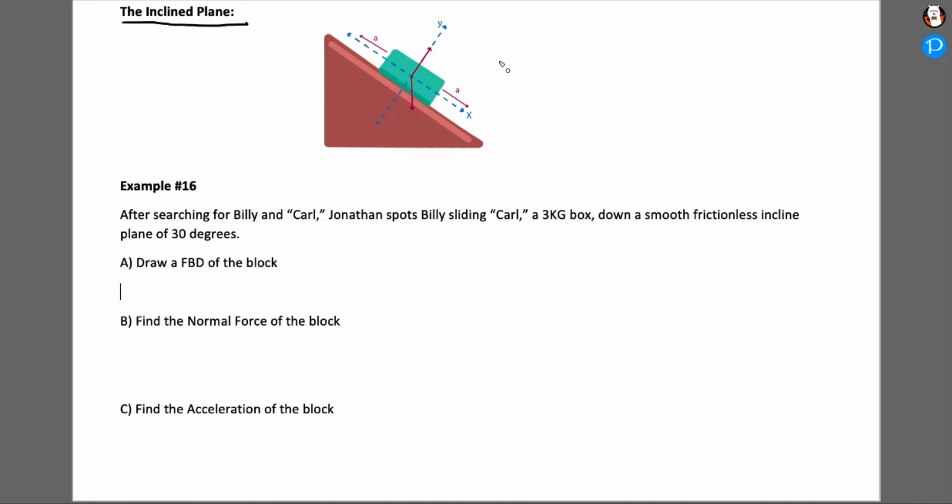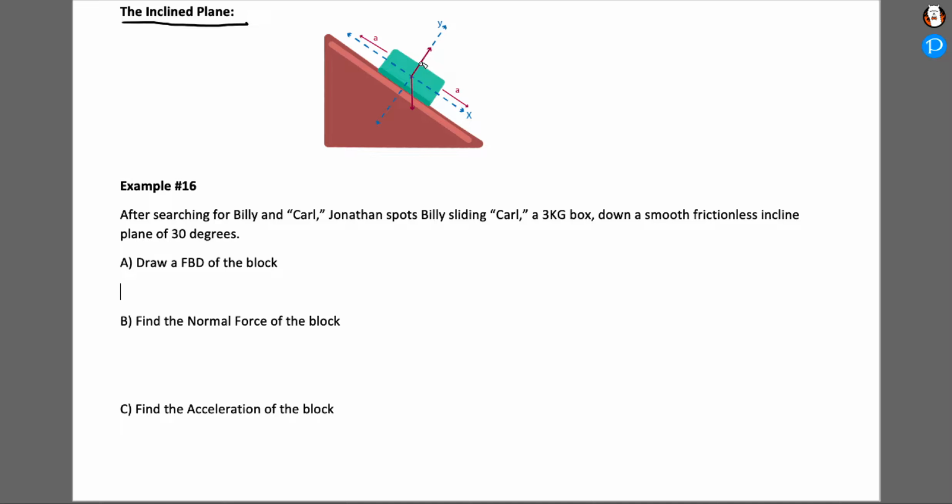If we look here, we have a model of a block sitting on an inclined plane, which is basically just a hill. What we want to remember is that whenever we've got something on an incline like this, gravity, here's the force of gravity, would be represented by this arrow. The force of gravity is always pointing downwards, straight towards the center of the earth. So as I change the angle, this arrow is always going to be pointing towards the center of the earth.